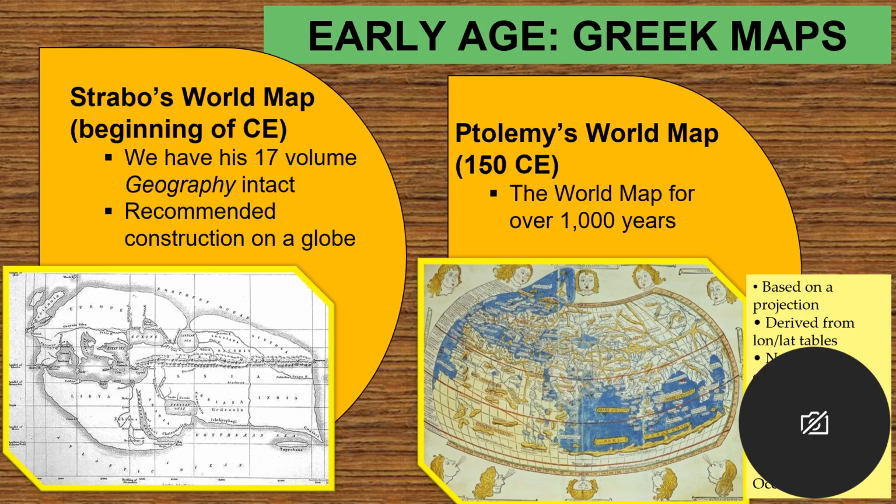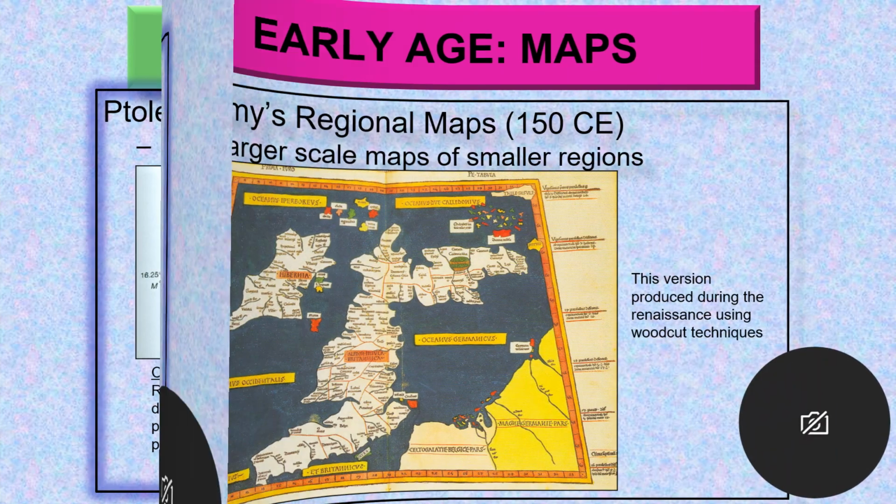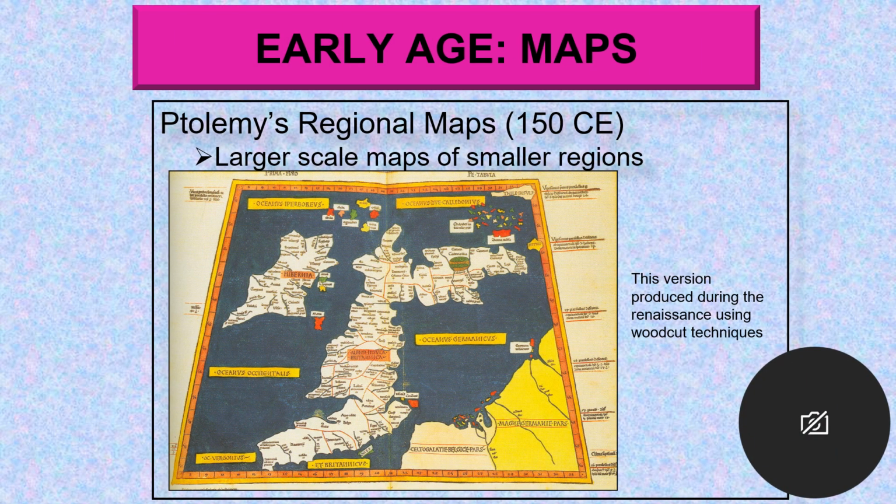Then we have the Greek maps with Ptolemy's projection, from 150 Common Era, basically using conic projection and pseudo-conic projection to present the Earth. This one is Ptolemy's regional map, the large-scale maps of smaller regions. This version was produced during the Renaissance using woodcut techniques.